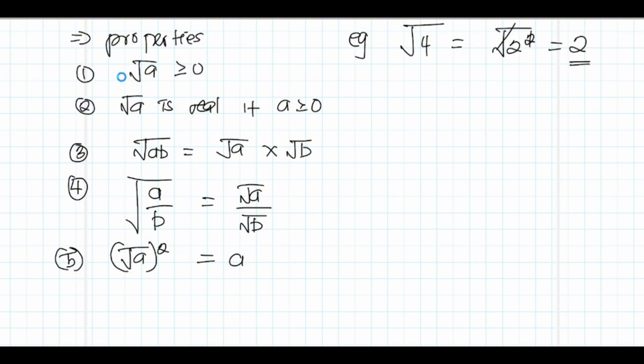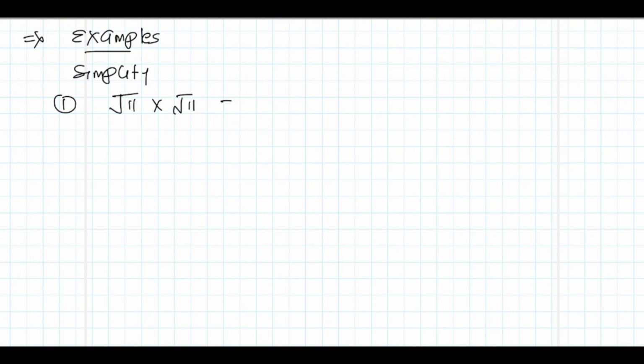Let's look at a simple example, and then we go into what we have next. Examples. Simplify the following. Number one, root 11 times root 11. You know that root 11 times root 11 will give us root 11 squared, right? The square cancels the square root, and then you have 11.